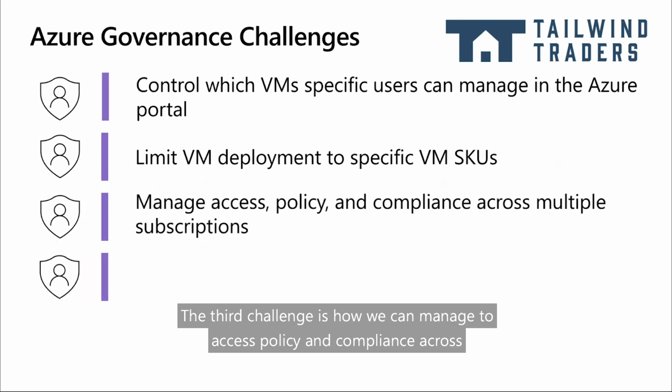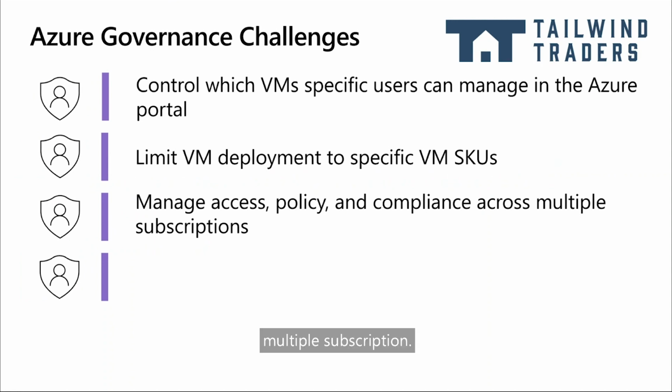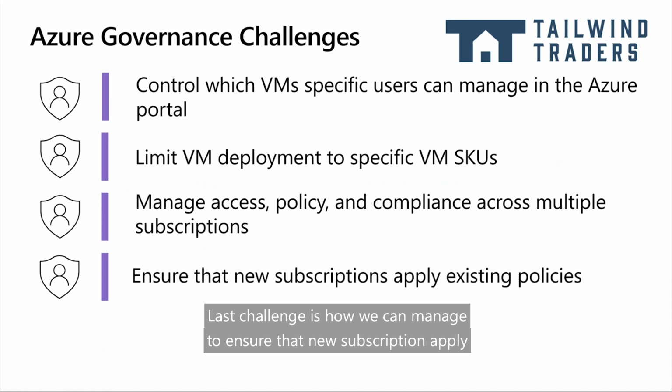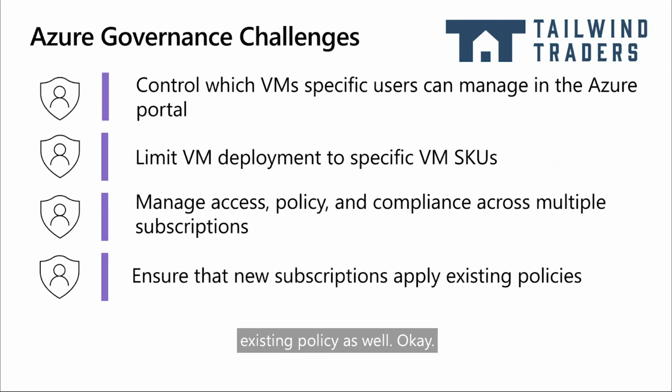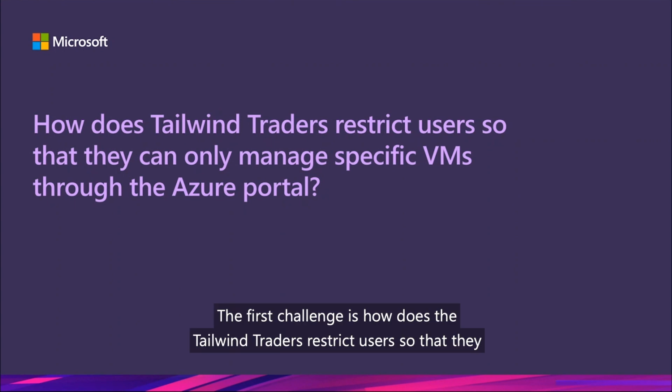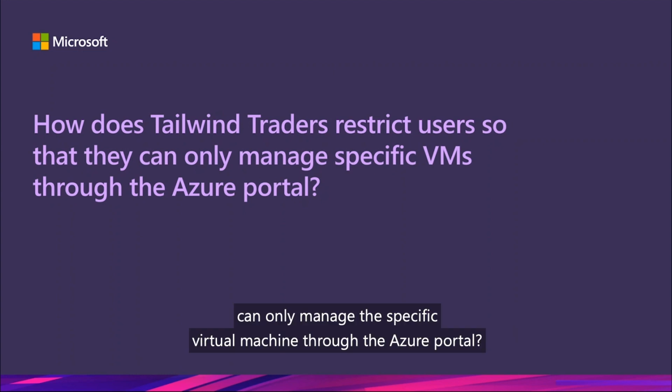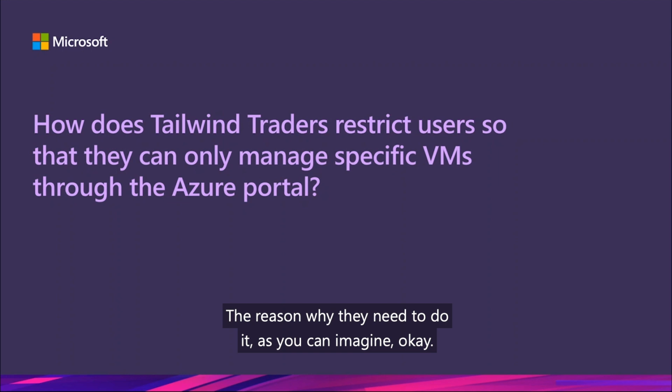The third challenge is how we can manage the access policy and compliance across multiple subscriptions. The last challenge is how we can ensure that new subscriptions apply the existing policy as well. Okay, let's start with the first challenge. How does Tailwind Traders restrict users so that they can only manage specific virtual machines through the Azure portal?